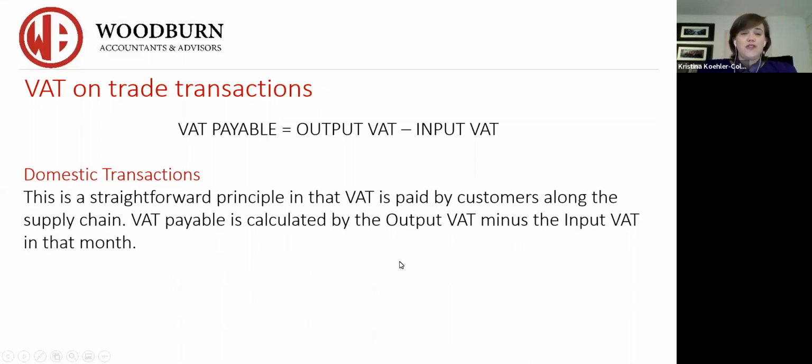In terms of domestic transactions, it's a very straightforward principle. You are buying goods or a service. There's VAT on there. Your supplier or third-party provider will be issuing an invoice to you. You record that into your VAT system. You're going to be selling services or goods. You record the issuance of those VAT invoices in your system, and month to month, you have your VAT payable.